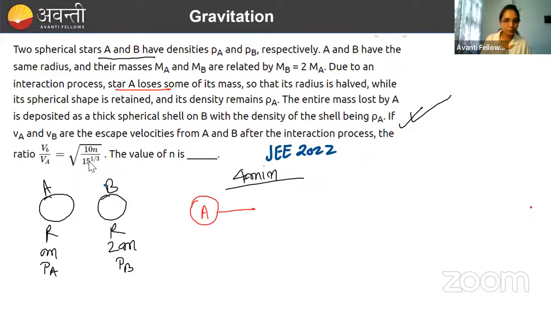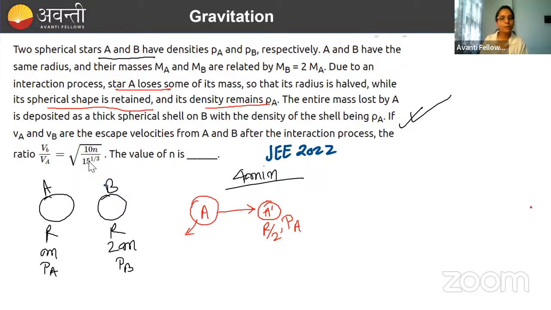Now because of the interaction process, what happened? A छोटा हो गया, इसका radius r/2 हो गया. It has lost some of its mass, but it has retained its spherical shape, and its density is also remaining the same. So if density is the same, shape is spherical, and radius is r/2, then how much mass has A lost, and A dash will have how much mass now? Chalo. So A has lost how much mass, that we can calculate. So let's calculate the mass of A beforehand.